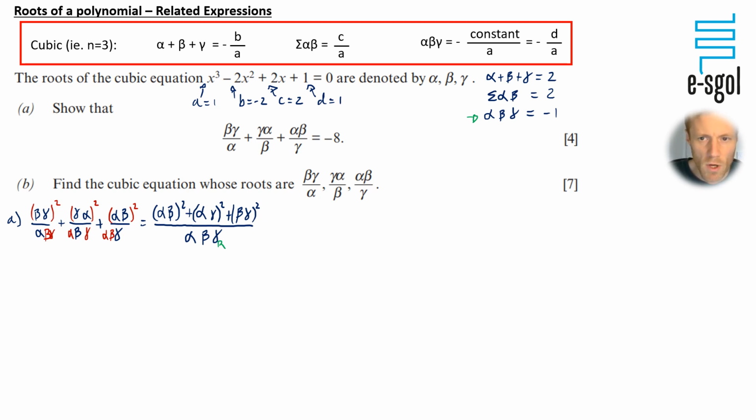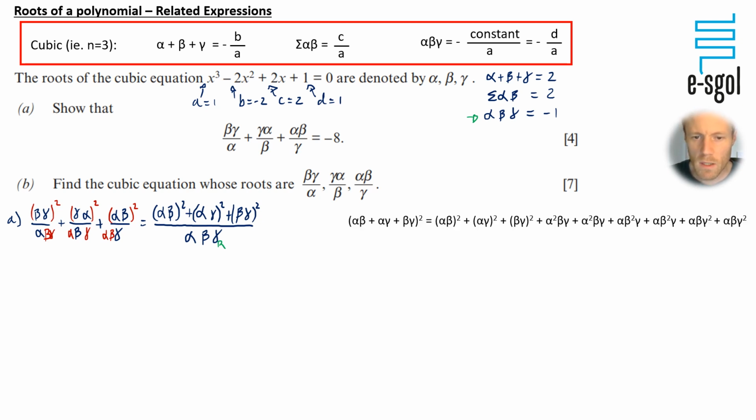This top bit though, I don't have that given to me, so I'm going to need to do a little bit of work to work out what's going on there. Now because I want to get alpha beta squared, alpha gamma squared, beta gamma squared, I want all the bits squared, what I do is I just take alpha beta plus alpha gamma plus beta gamma and I square it.